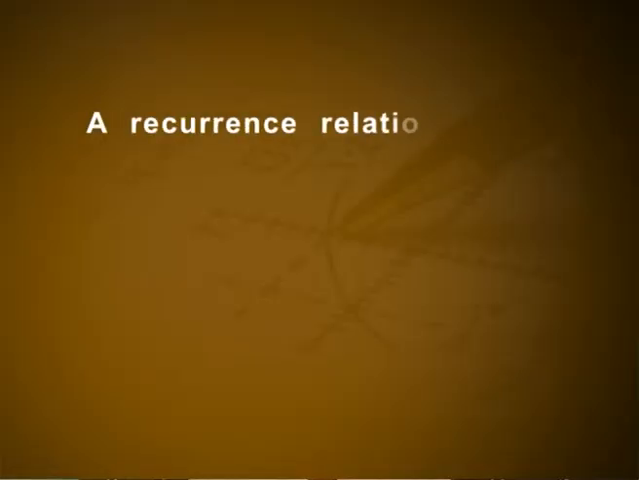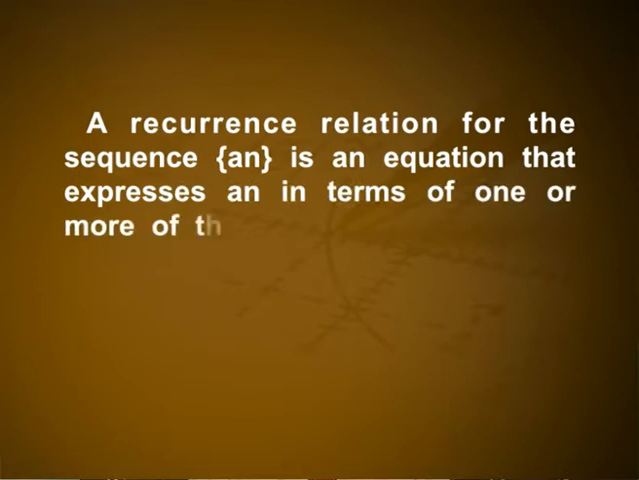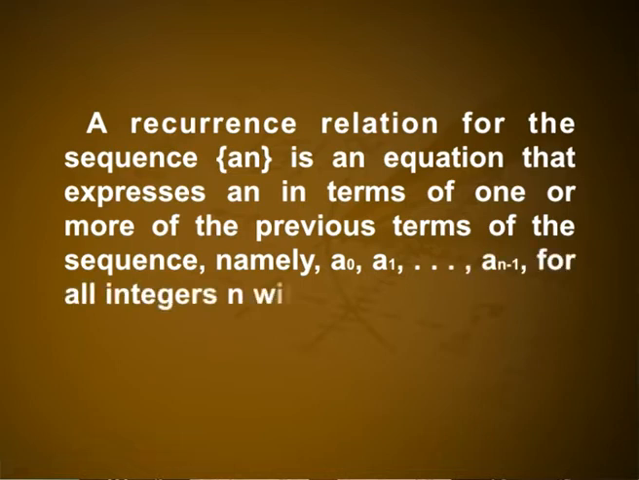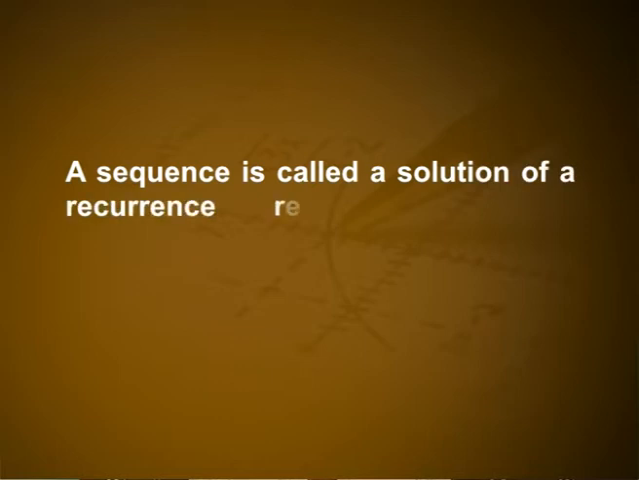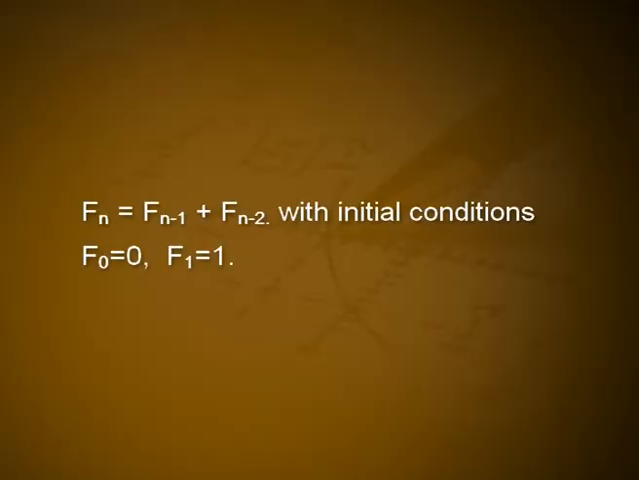Definition 2. A recurrence relation for the sequence a_n is an equation that expresses a_n in terms of one or more of the previous terms of the sequence, namely a_0, a_1, etc., a_{n-1}, for all integers n with n > n_0, where n_0 is a non-negative integer. Definition 3. A sequence is called a solution of a recurrence relation if its terms satisfy the recurrence relation. Example: in the recursive definition of the Fibonacci sequence, the recurrence is f_n = f_{n-1} + f_{n-2} with initial conditions f_0 = 0, f_1 = 1.